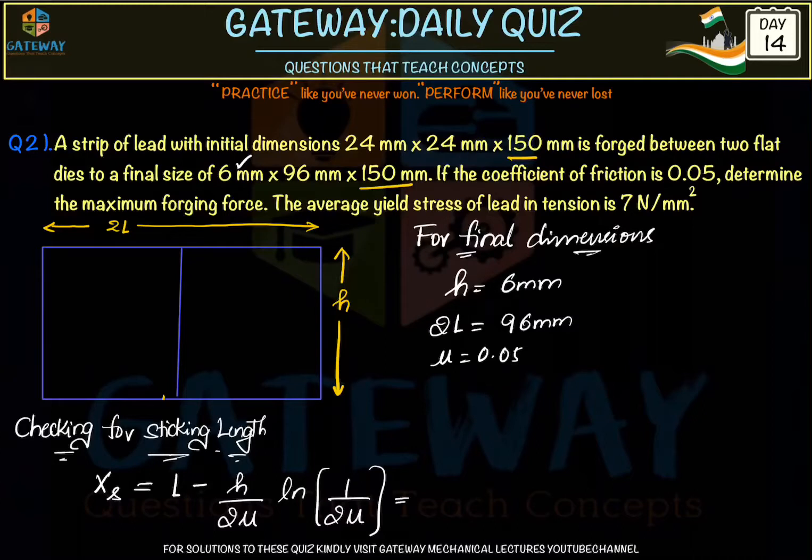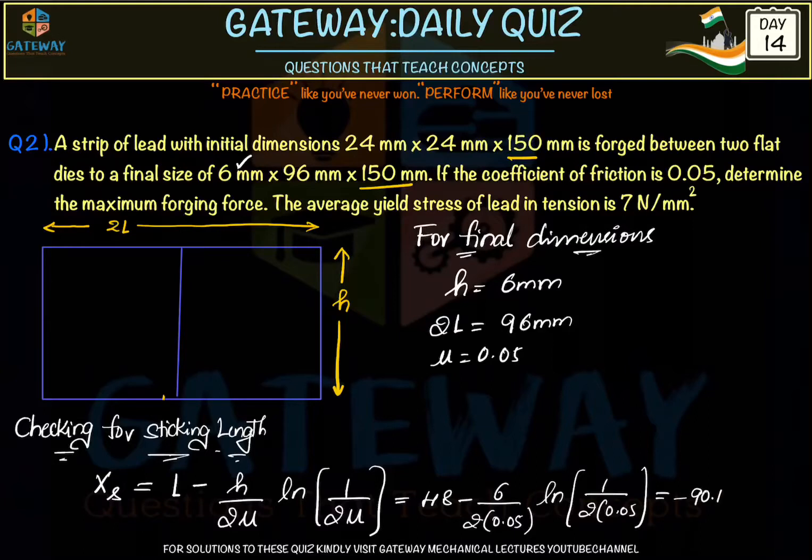So first the value L is nothing but 96 upon 2, that is 48, minus the value of H, which was 6 mm upon 2, into the value of mu, which was 0.05, into ln natural logarithm of 1 by 2 into 0.05. When we calculate this, we will be getting the value like minus 90.155 mm, and since it is minus, it means it is less than 0.